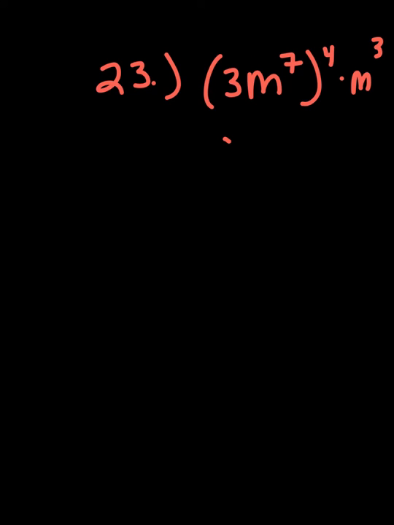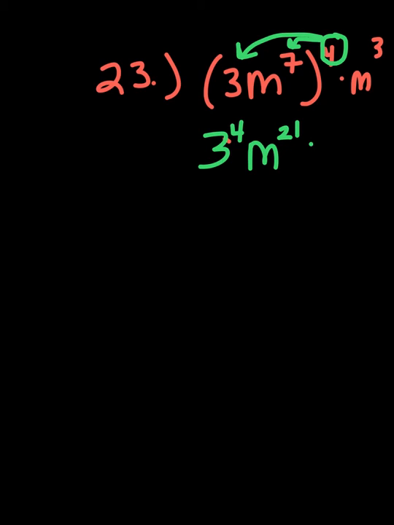All right, 23 is where it starts to get a little bit more complicated. But if I follow a couple rules, I'm going to be just fine. So I always want to start with giving the power inside the parentheses. That's always my first step with any of these problems. So I get 3 to the 4th, m to the 21st, 7 times 3 is 21, times m to the 3rd.